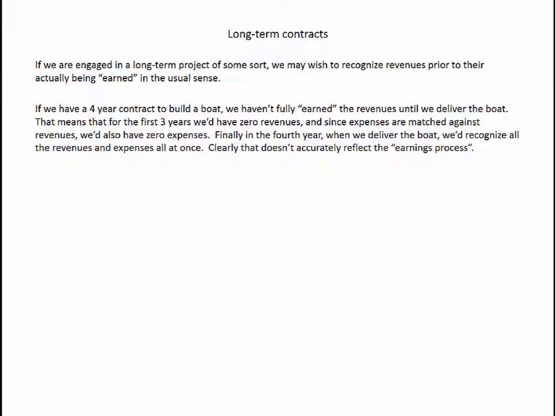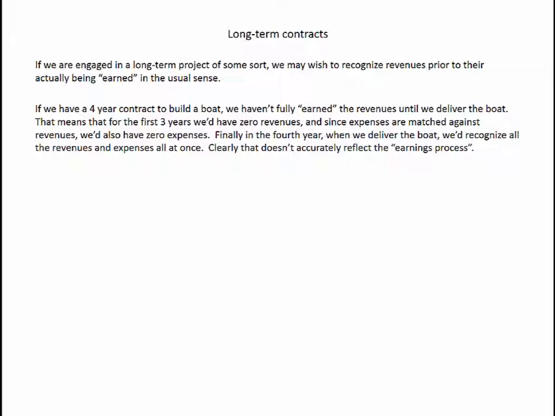Now, usually we say revenues are earned when we've completed our side of the contract. If we have a 4-year contract to build a boat, we haven't fully earned the revenues until we deliver the boat. That means that for the first 3 years we'd have 0 revenues, and since expenses are matched against revenues, we'd also have 0 expenses. So for the first 3 years, 0 revenues, 0 expenses.